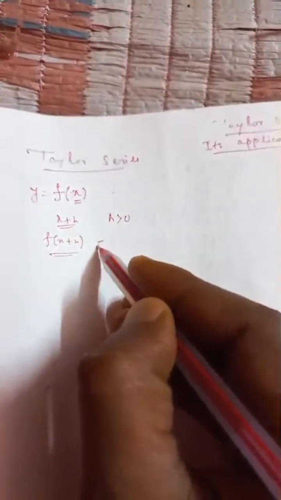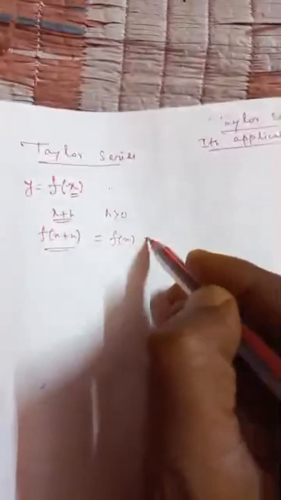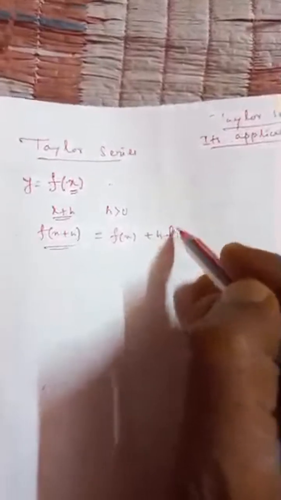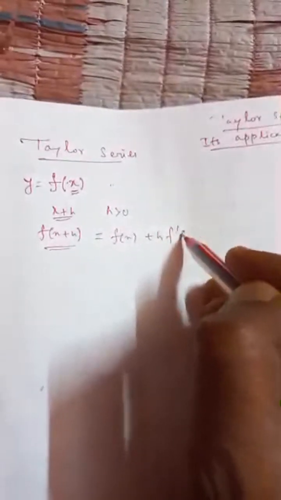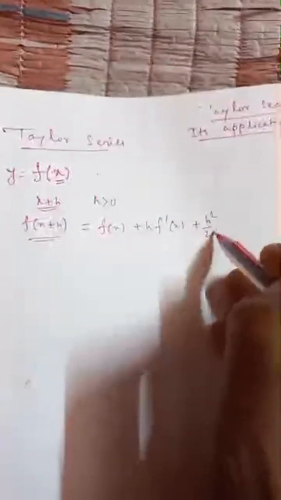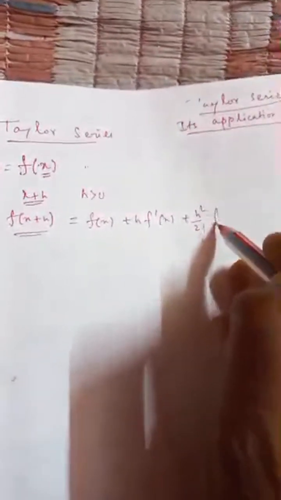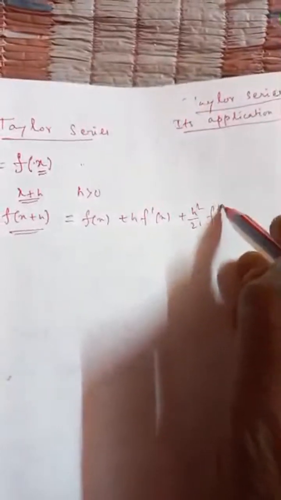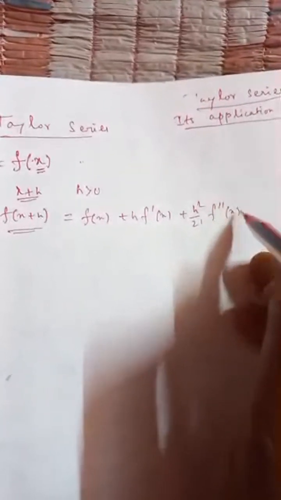By Taylor series expansion, it will be f(x) plus h times the first derivative of f at x, plus h squared by 2 factorial times the second derivative of f at x, and in this way up to infinity. So this is the Taylor series.